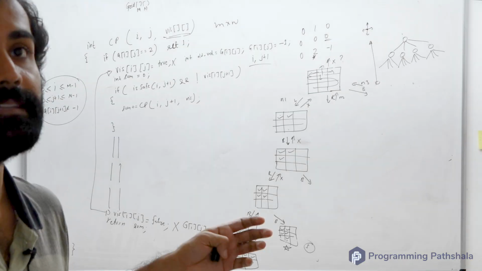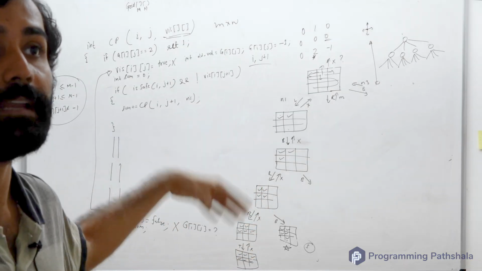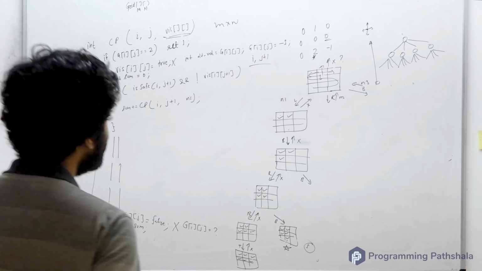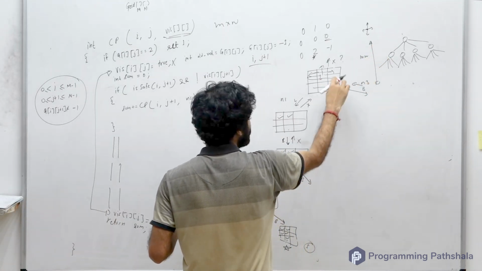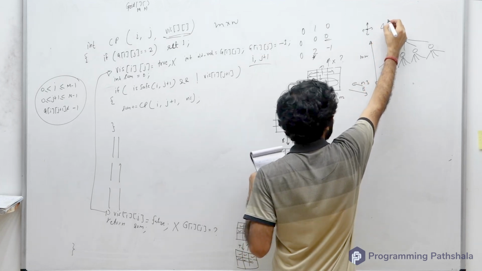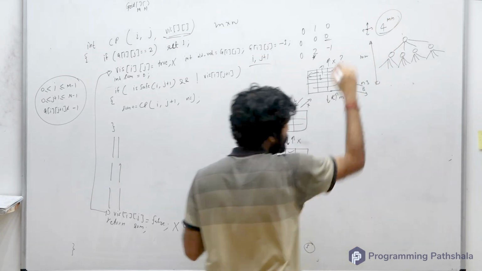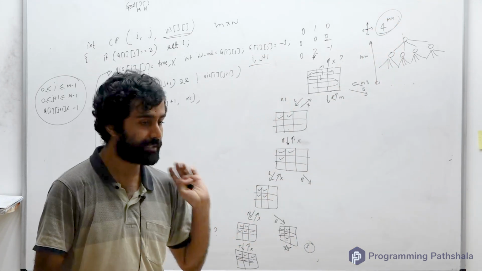So in the worst case, it can go to 4 raised to the power of the depth. And what can be the maximum depth? It can be m into n, where m into n is the total number of cells. So in the worst case, it can be 4 raised to the power m into n. And this is huge. This is just too huge.